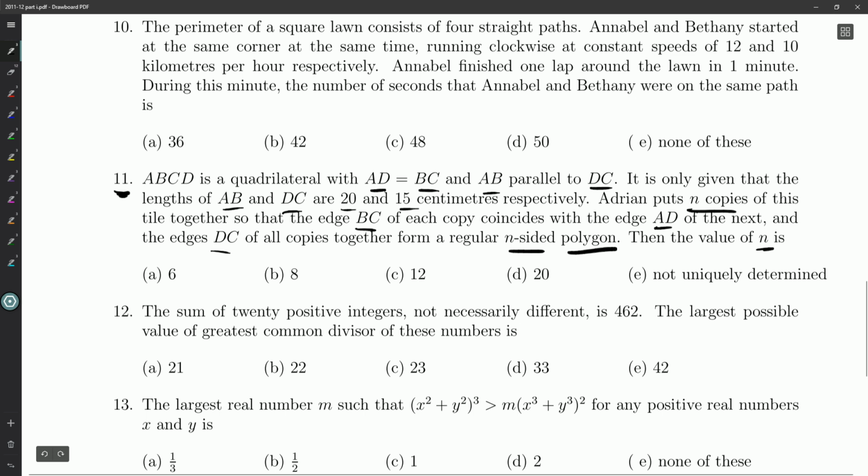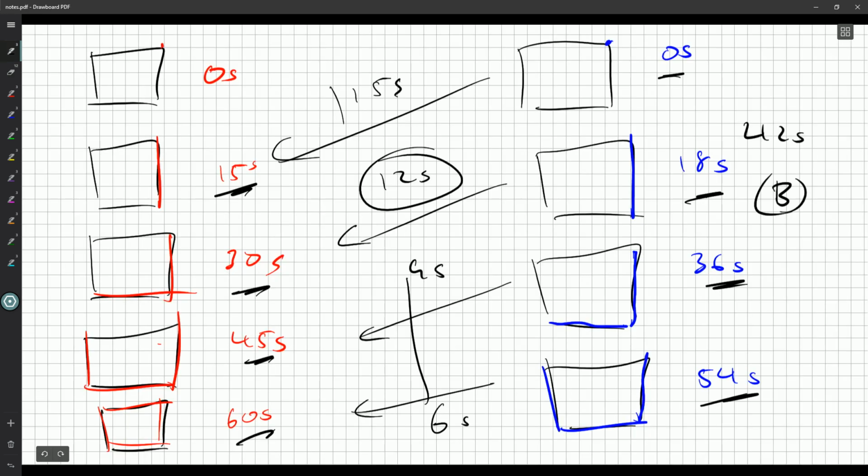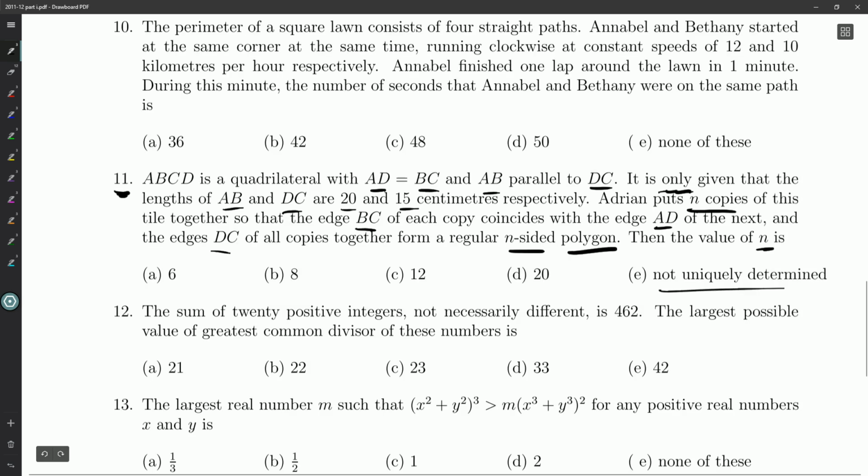Now that seems kind of vague. They even say it's the only given information. So you might be tempted to say not uniquely determined, but who knows? None of these was there in the last question, where we got an answer of 42. But just because it's there doesn't mean you have to use it. We'll see. Maybe it's possible to have an octagon and a dodecagon that do this. Well, we're going to know, at least I hope we will.